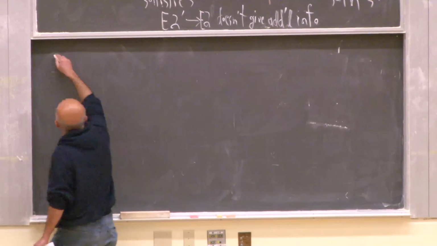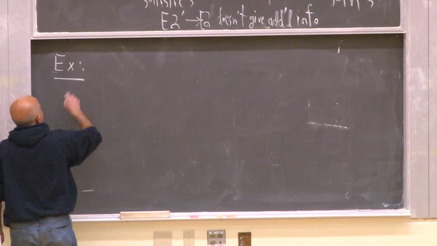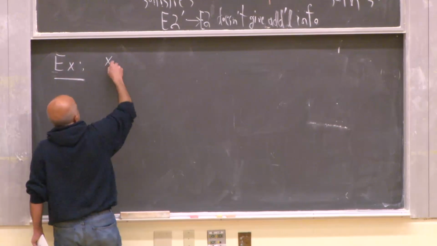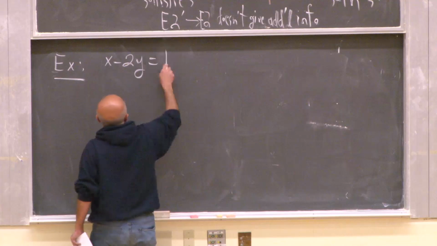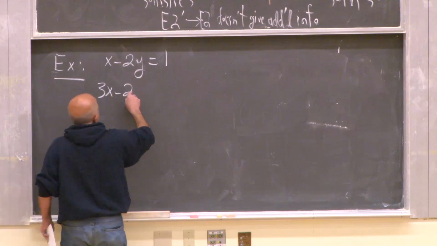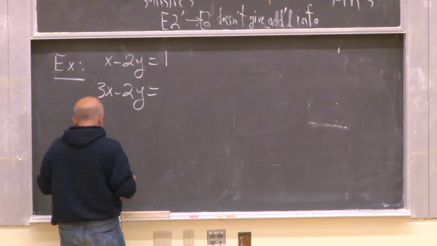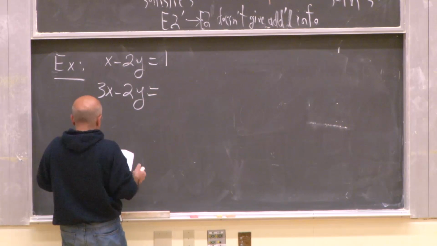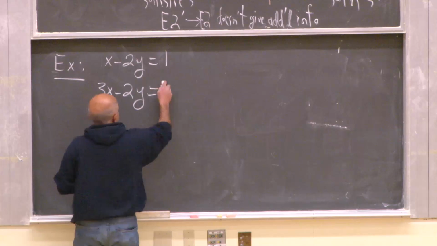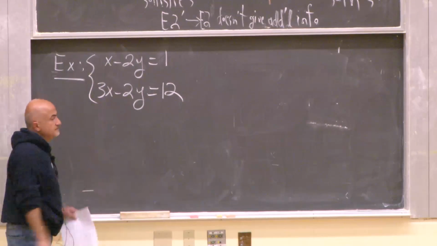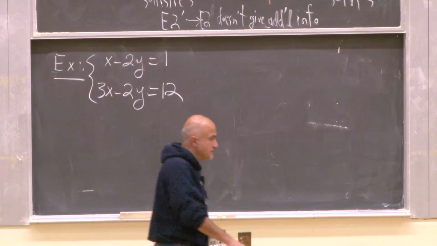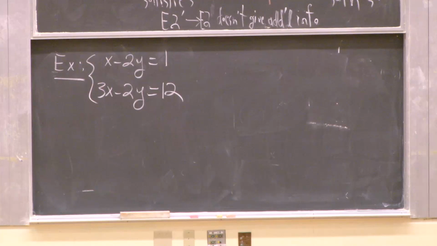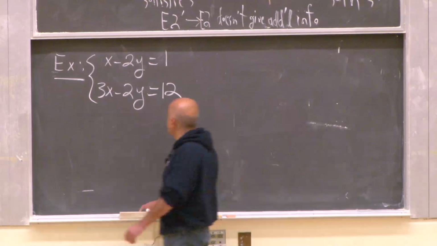So let's go to another case. X minus 2y equals 1. 3x minus 2y equals, what do I have here? Anything other than 3 should work. I'll put 12. Do forward elimination on this one and see what you get. I think you mean 3x minus 6y. 3x minus 6y, yes. I didn't have breakfast this morning. Thank you.